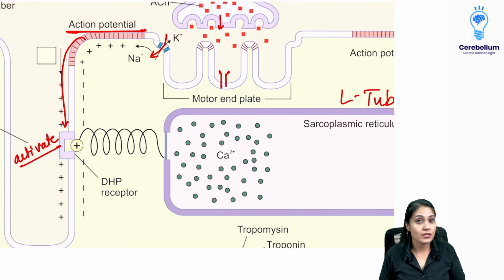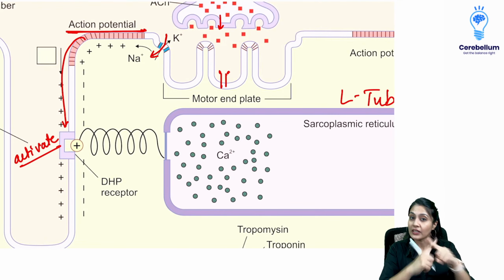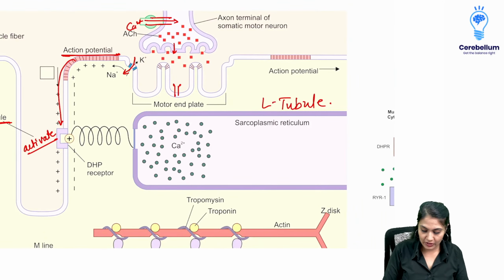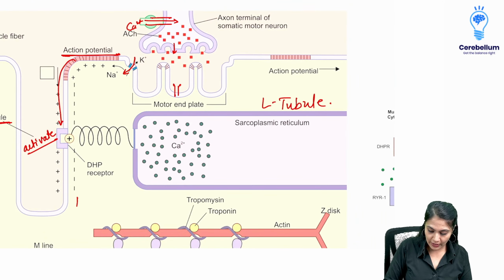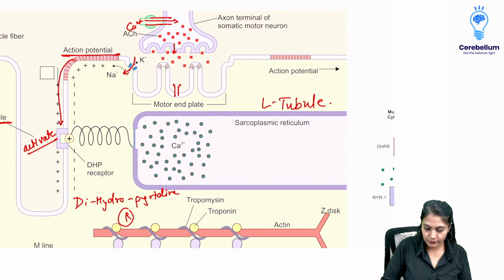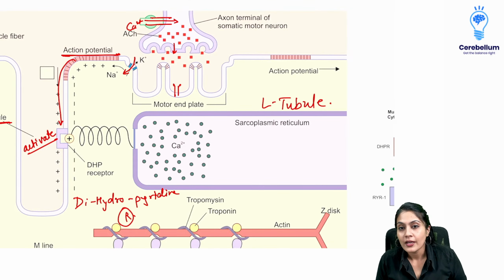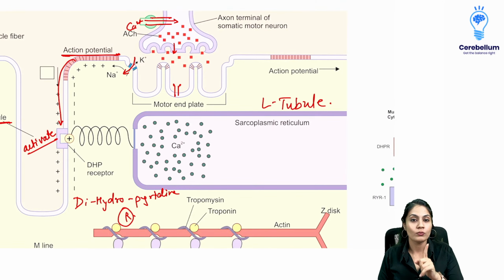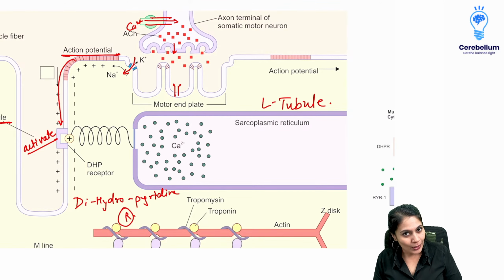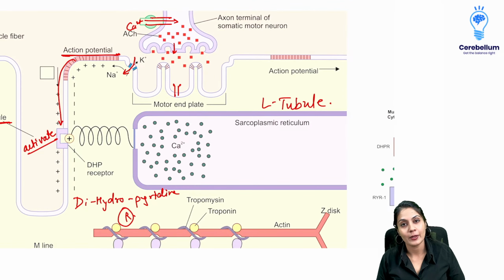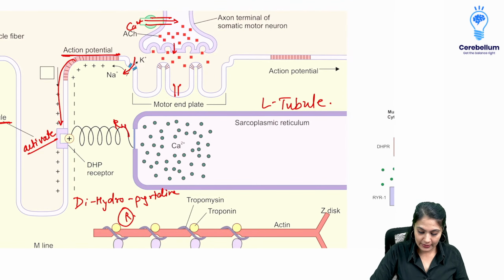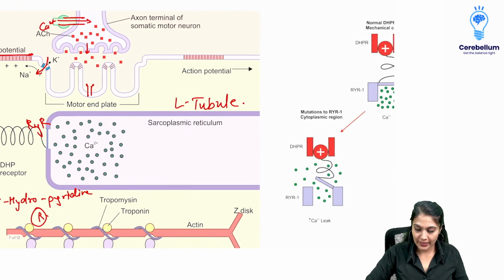Please remember, in the skeletal muscle, this DHPR will never open. It will just get activated. What is the DHPR receptor? I'm writing it over here. Dihydropyridine receptor. Now, this is connected to another receptor that is attached to the L tubule. Where is the DHPR present? That is present on the T tubule. On the L tubule, I'm going to have another calcium channel that is nothing but the RYR, the ryanodine receptor. I'm writing it over here.